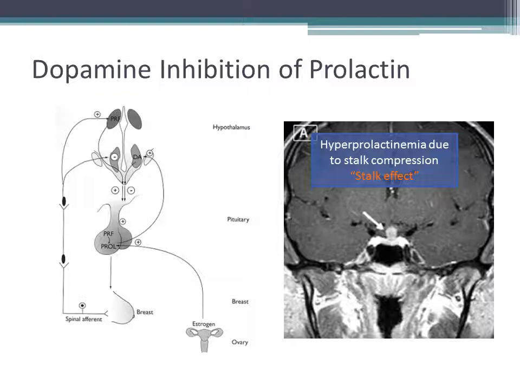Now, how does chest wall or breast stimulation induce hyperprolactinemia? Well, it's through inhibition of the dopamine. And you can see the bottom left part of the diagram. There is a spinal afferent going and negatively affecting the dopamine, which will lead to release of prolactin and eventually release of breast milk, for the example of nursing mothers.